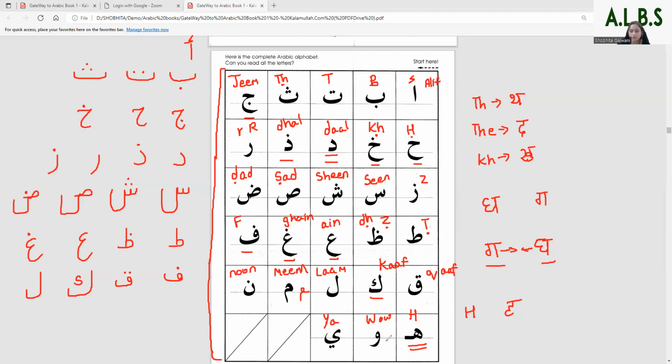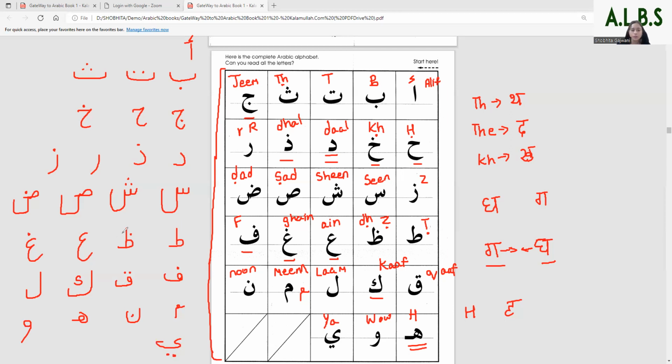Now the next other letters are normally like meem, noon, ha, waw, and ya. So in Arabic, there are 28 letters in all.